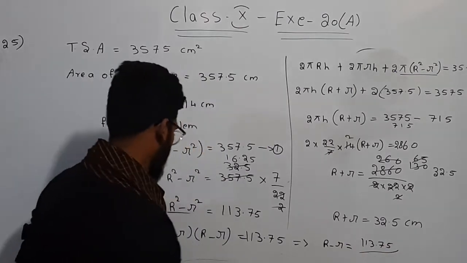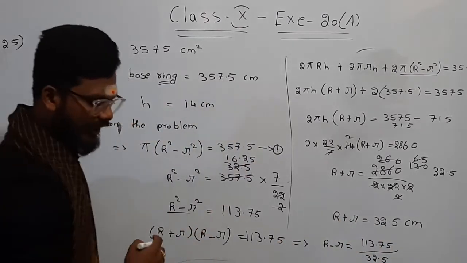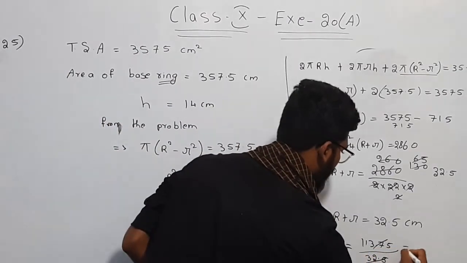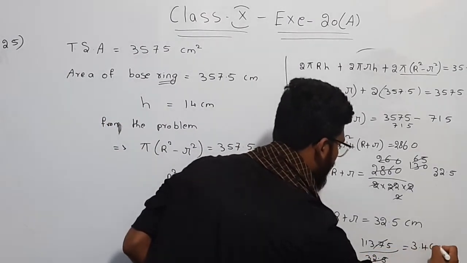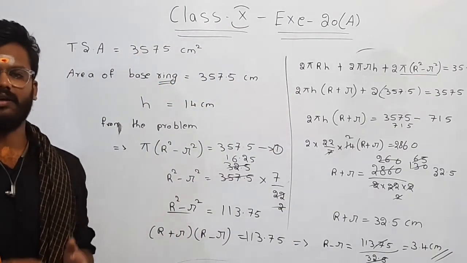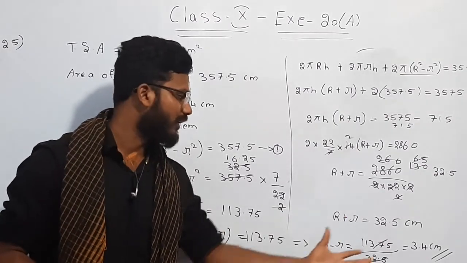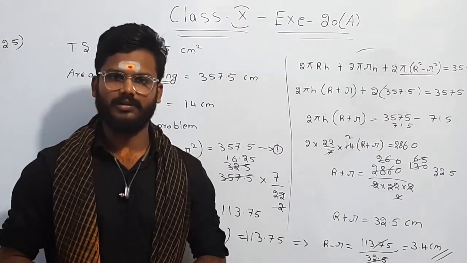113.75 by 32.5. So if we cancel it, you will get 3.4 centimeters. So no need to find the external and internal radius here. They asked us to find only the thickness. So the thickness is 3.4 centimeters.